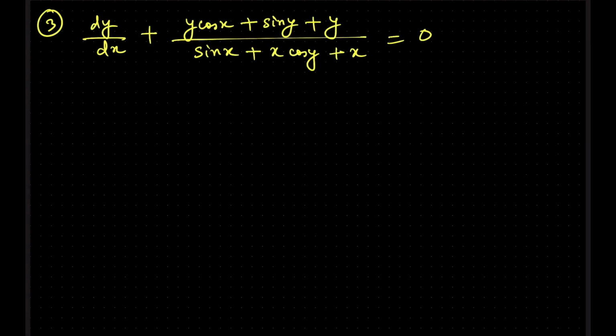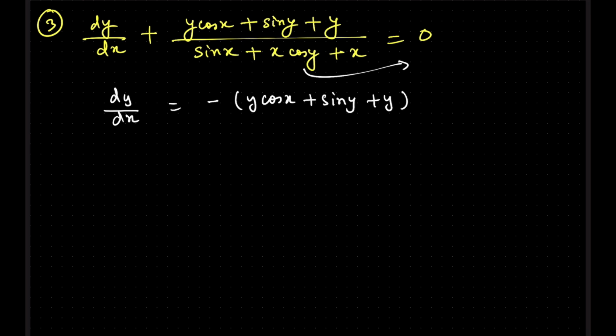So let's solve this third problem. You can pause this video and try this by yourself. First we have to rearrange this. When you rearrange this, you will get dy/dx, taking this term on the right hand side, equal to minus of (y cos x + sin y + y) divided by (sin x + x cos y + x).